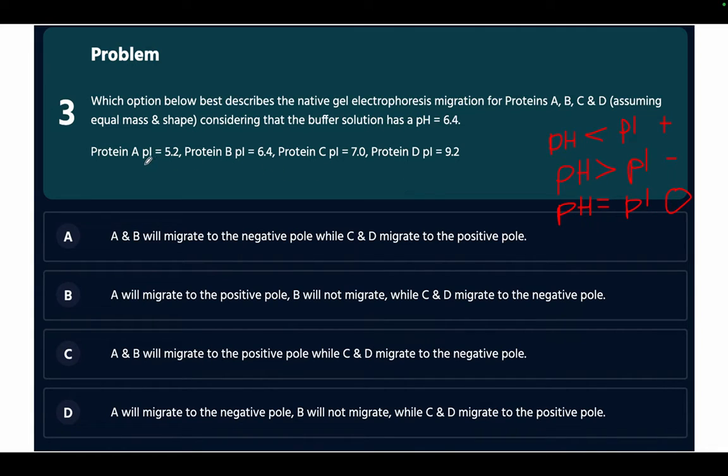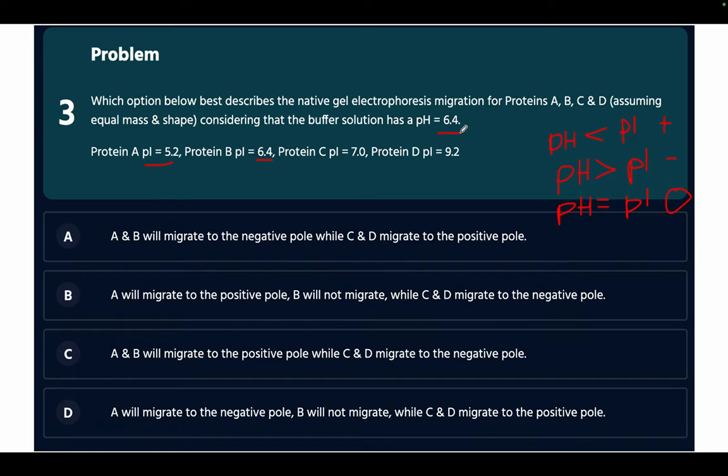Now pI of protein A is 5.2, which is less than 6.4. Right? That means that protein A will probably be positively charged in this situation. So A will have to migrate towards the negative pole, right? Protein B has pI 6.4, and the buffer also has pH 6.4. So that means it is at its isoelectric point only. So there is no charge on protein B.